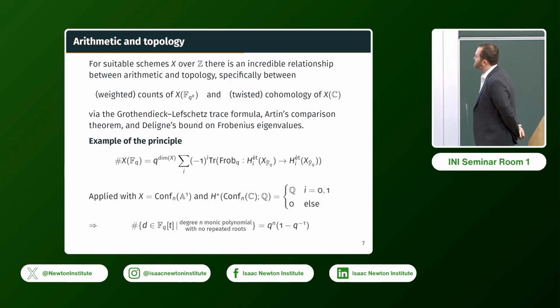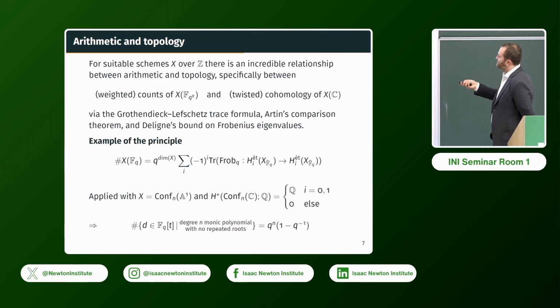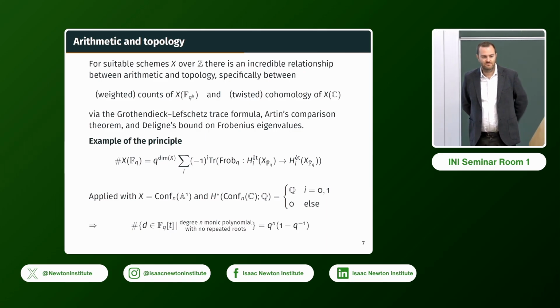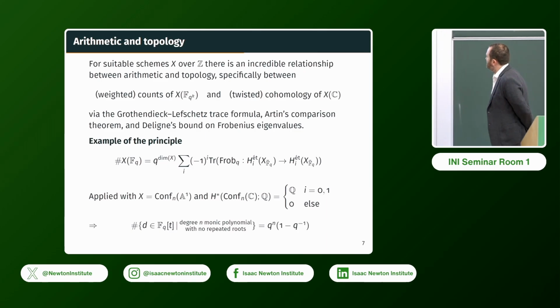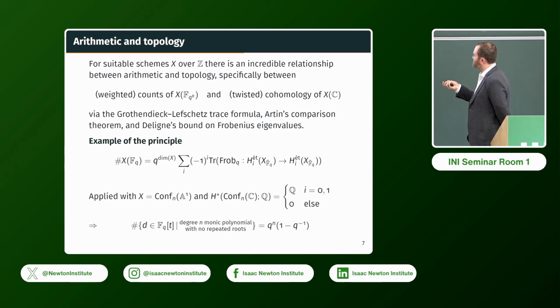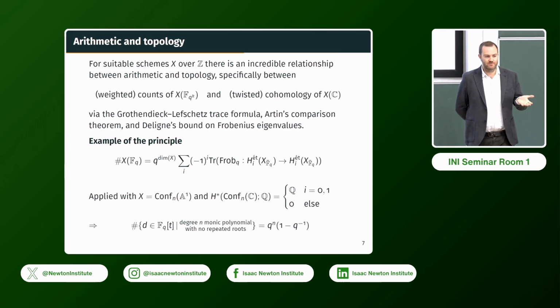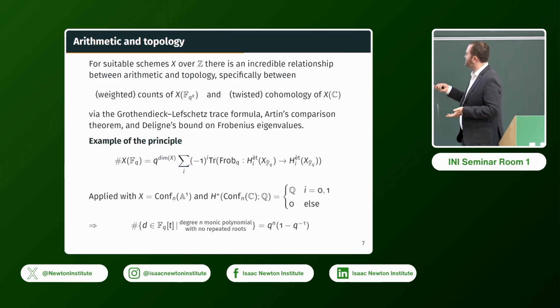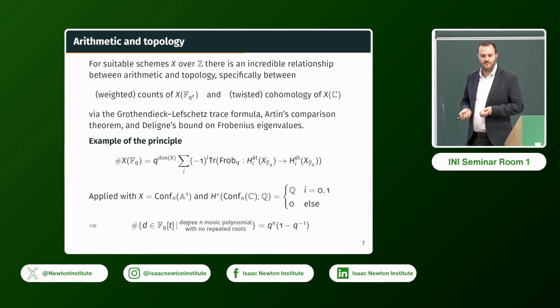So let me just say how this looks in the one example I've talked about. I've written it in scheme language, so configurations of endpoints in A1, the line. Its cohomology of complex points is what I told you Arnold calculated. It's Q in degrees 0 and 1. And if you stick that in this recipe, you discover that the exact number of degree n monic polynomials with no repeated roots is Q to the n minus Q to the n minus 1.